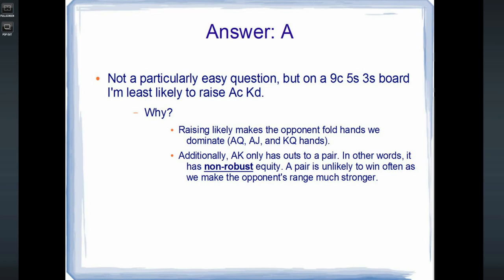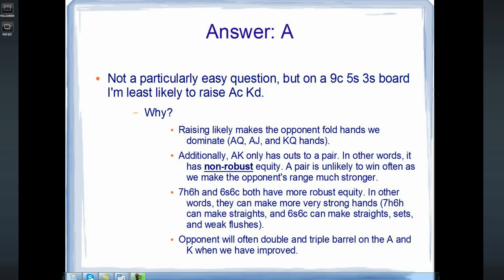So to say that one more time, robust equity is something like a straight draw, where it doesn't really matter if we make our opponent's range stronger. If we hit our draw, we're always pretty much going to win. Non-robust equity is equity that when we do make our opponent's range stronger, we're less likely to win. So ace-king, again, only makes a pair here, and it has a showdown value of ace-king high. If we make our opponent's range much stronger, then not only when we turn a pair are we going to be less likely to win, but we're also going to be much less likely to win with just ace-king high. So I don't want to make my opponent's range stronger when I hold ace-king.